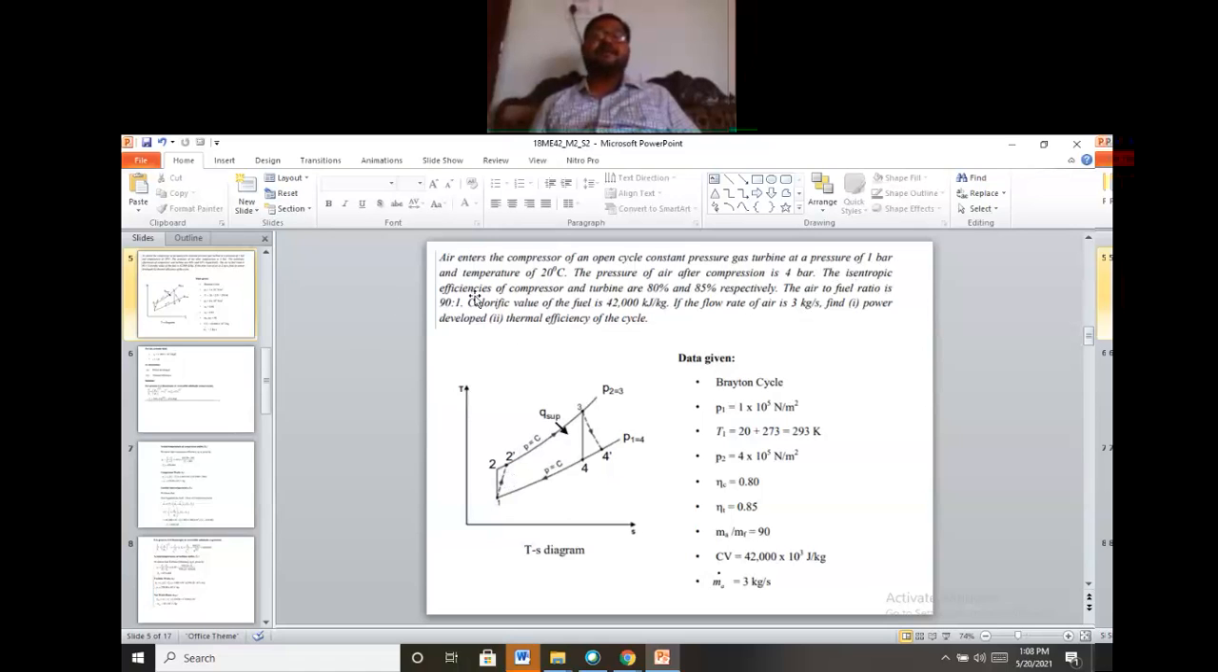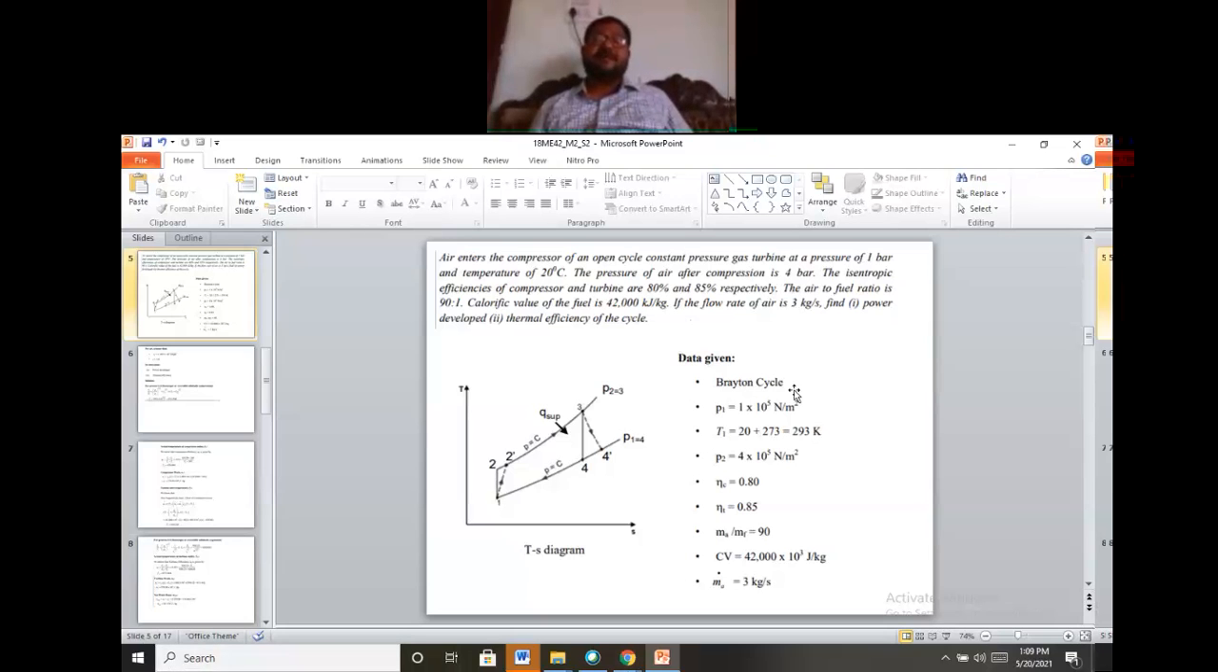Isentropic efficiency of the compressor and turbine is 80% and 85%. Isentropic efficiency is given; like this you have to write a dotted line. The air-fuel ratio is 90:1. Calorific value of the fuel is 42,000 kilojoules per kg. If the flow rate of air is 3 kg per second, find the power developed and thermal efficiency of the cycle.